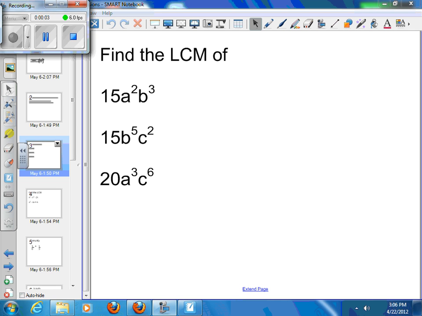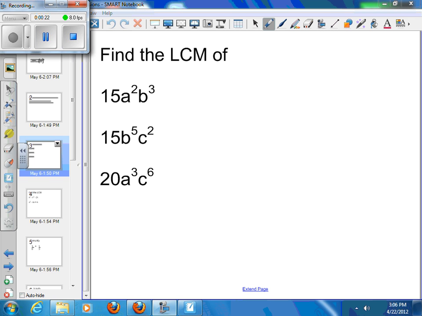Okay, finding the least common multiple of a set of expressions here, or terms. This is going to be Chapter 9, Section 2, Example 1. So if we're going to look through these, we've got to find the least common multiple, so the smallest thing that they can all divide into.